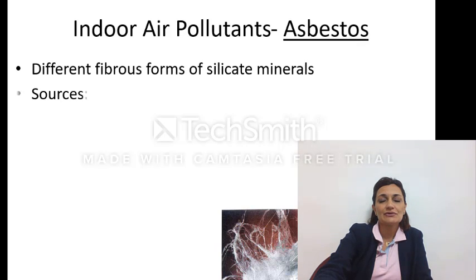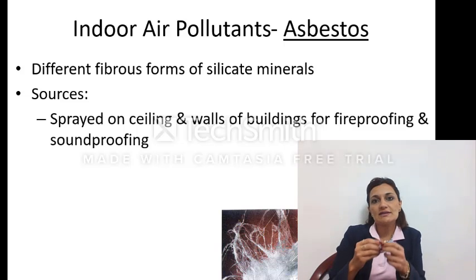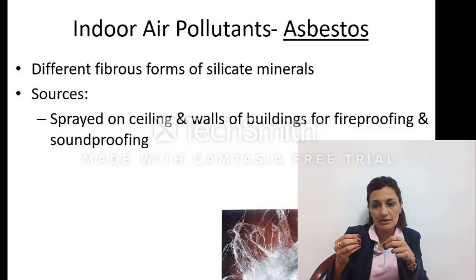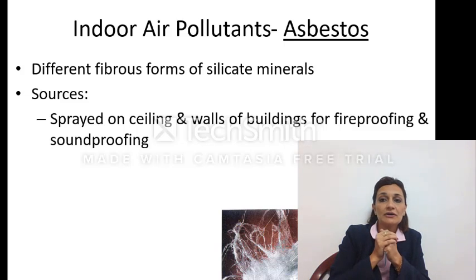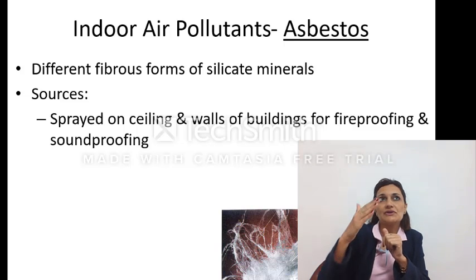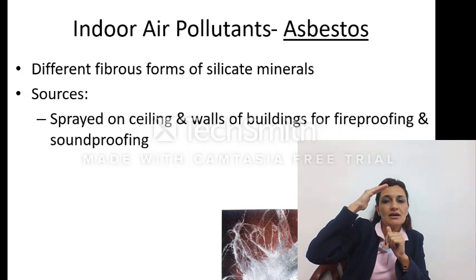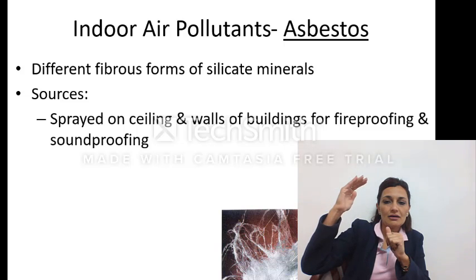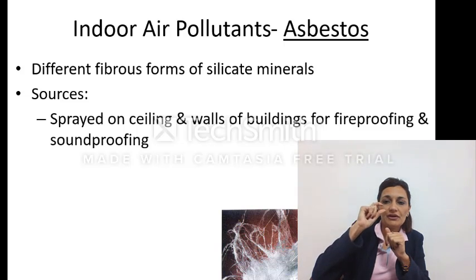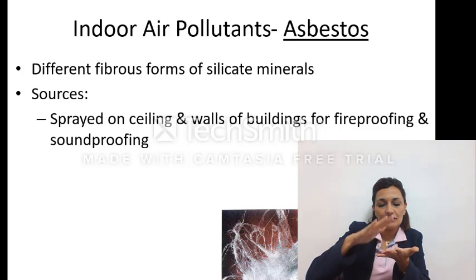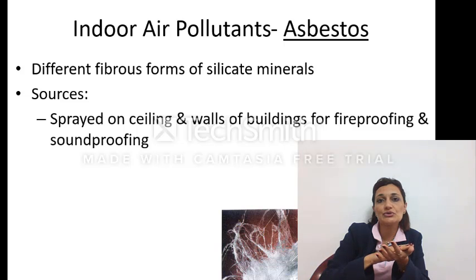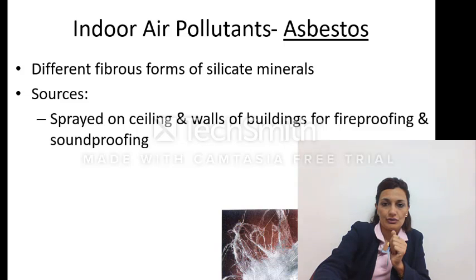We move to asbestos. Asbestos is a fibrous form. It's like fiber. It is used to insulate pipes, to insulate ceilings, as fireproofing, also soundproofing. So sometimes we can see the ceilings piled with certain thick, let's say like a tile, but thick blocks. These can also contain asbestos, and they can be a source of asbestos release in the indoor environment.